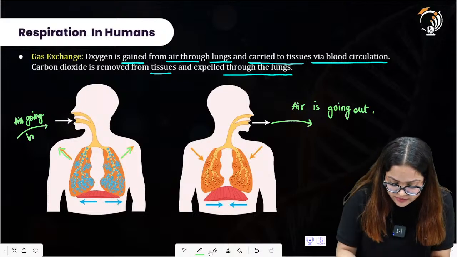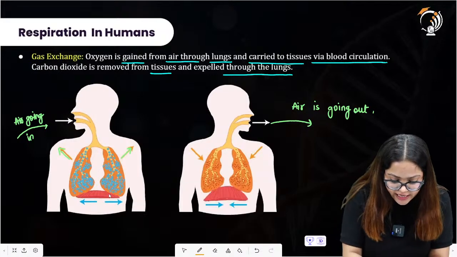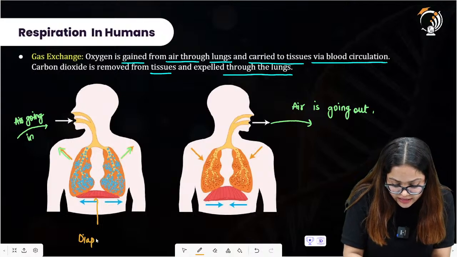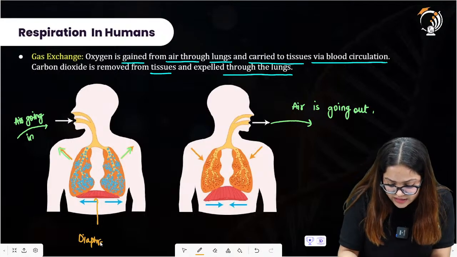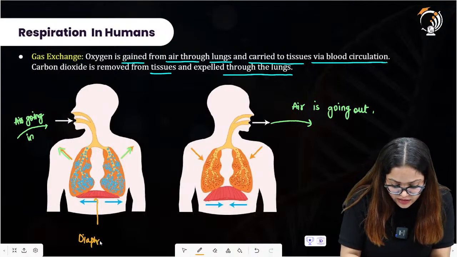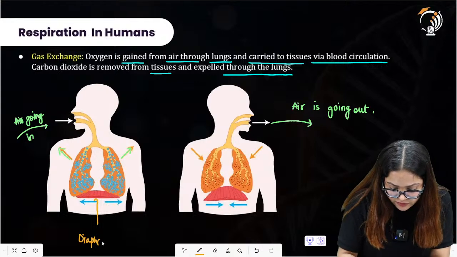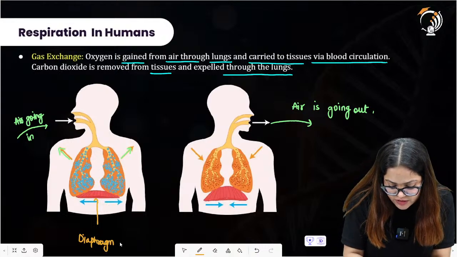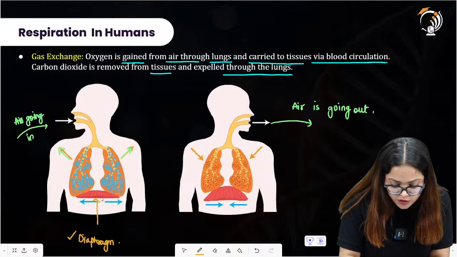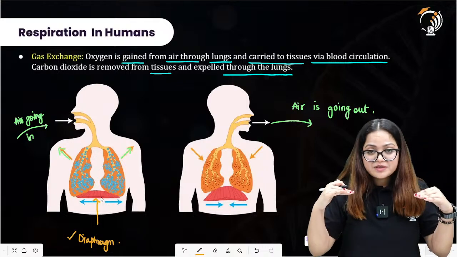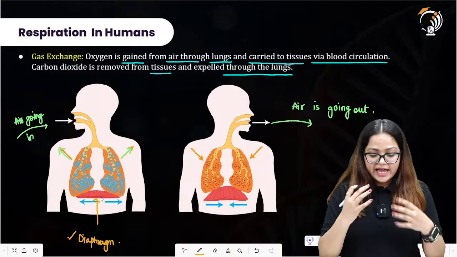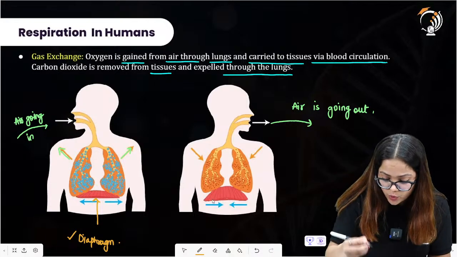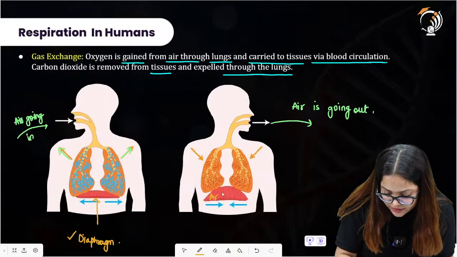The diaphragm, this muscle here, is a dome shaped muscle. It is actually a muscle that facilitates the action which further helps in the inhalation and exhalation process. Understood? So it is going to be a flat muscle when we are inhaling, and it is going to be more domed, more arched. Let me write it here, more arched.